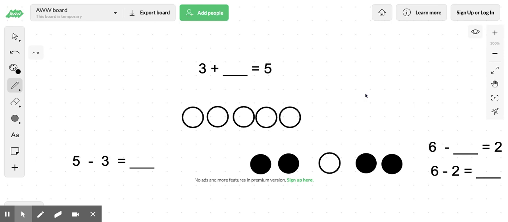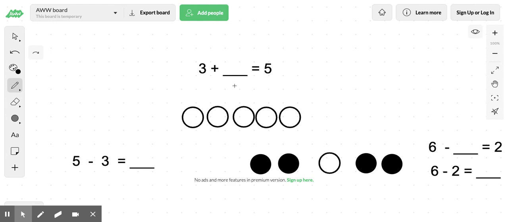It's Mr. Powell. We're going to be looking at missing numbers. The first example we're going to look at is 3 plus blank equals 5. One strategy, or one way to answer this question, is we can draw out the total number. The total number is 5, so we're going to draw 1, 2, 3, 4, 5 circles.